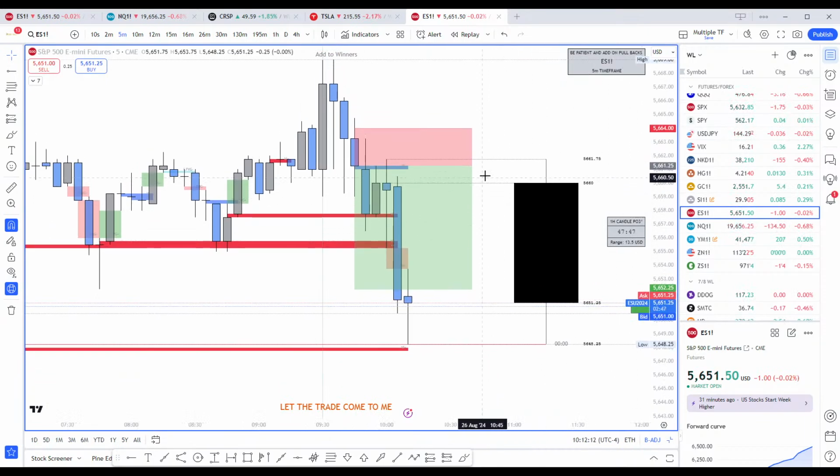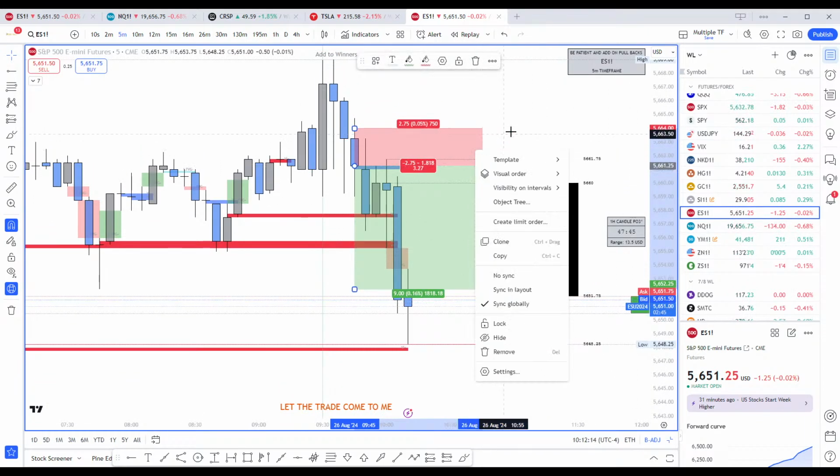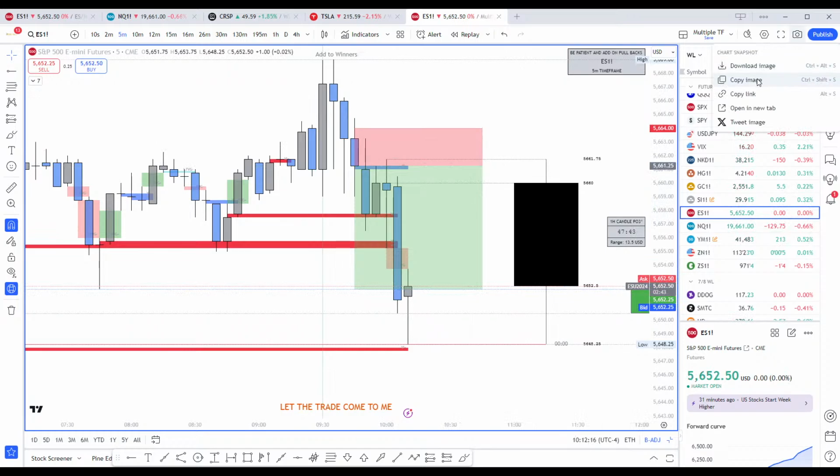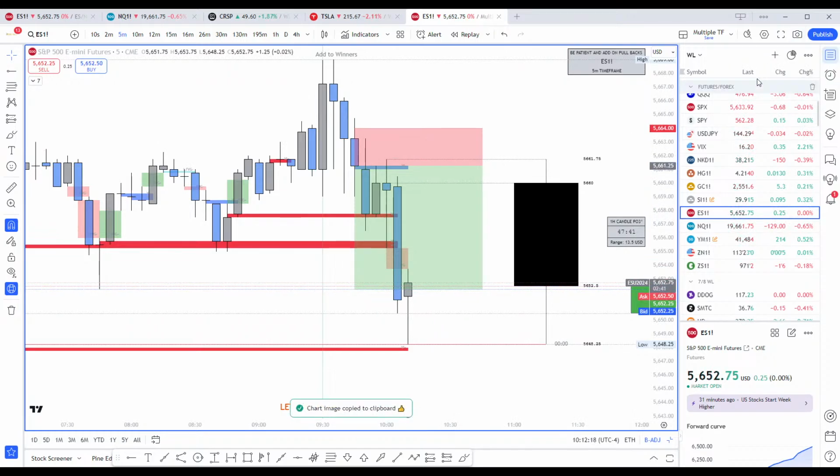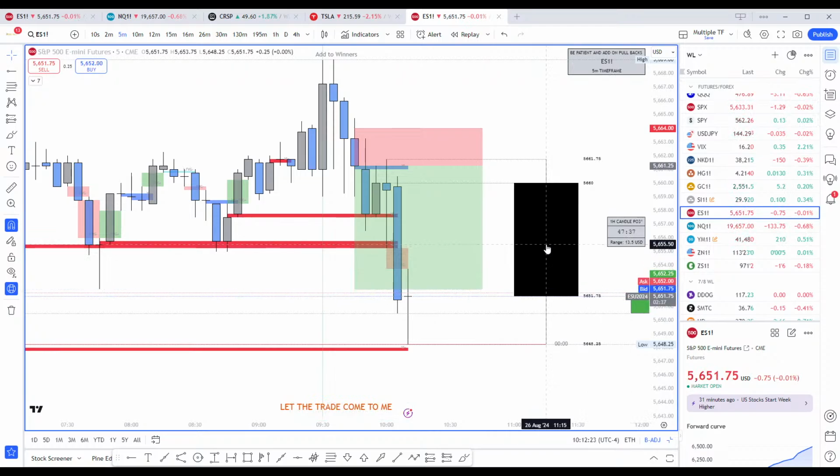Let me get this posted in the community. Great job. Kind of curious to see how many of you actually took the trade. If you did take the trade, please let me know.